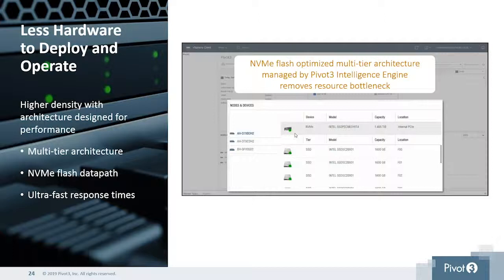Most often, if you think about it, VDI requires you to over-provision hardware in many cases because of the I/O requirements of the workload. In our case, we can overcome that bottleneck and really slash the hardware footprint dramatically. As I mentioned before, about 30% less hardware on Pivot3 compared to other alternatives because of this NVMe optimized architecture.